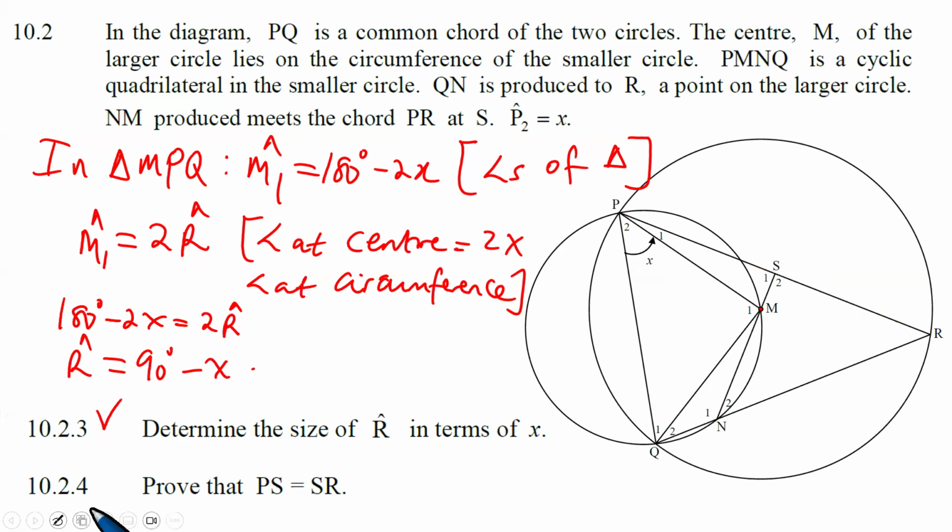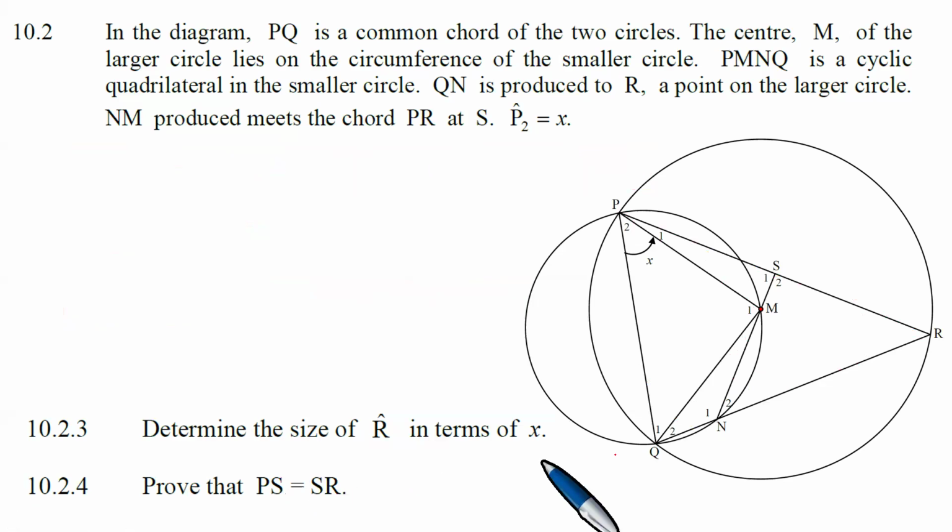Next, we want to prove that PS equals SR. PS is equal to SR. We want to prove this. To prove that PS is equal to SR, where do we start? And what do we do? In which triangle do we work? What do we do?